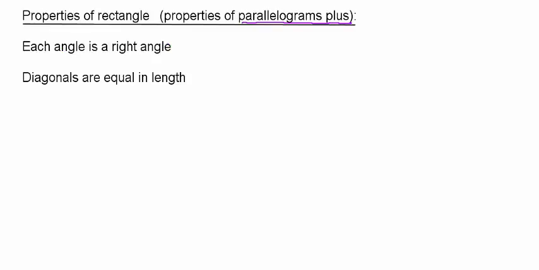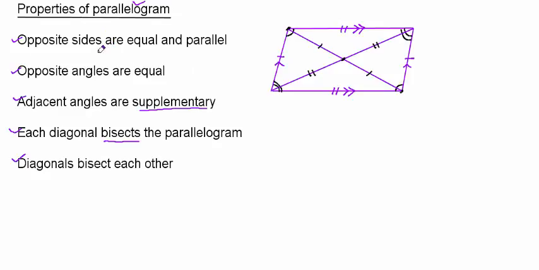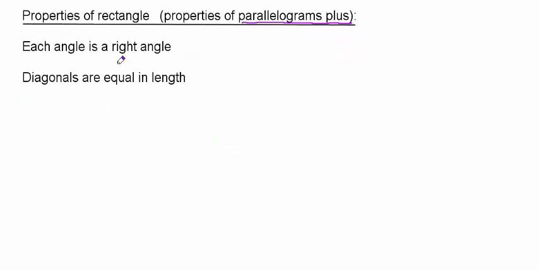So if I can go back to the properties of a parallelogram, a rectangle is all of this. Everything about a parallelogram is true for a rectangle, and in addition, each one of the angles is a right angle and the diagonals are equal in length.